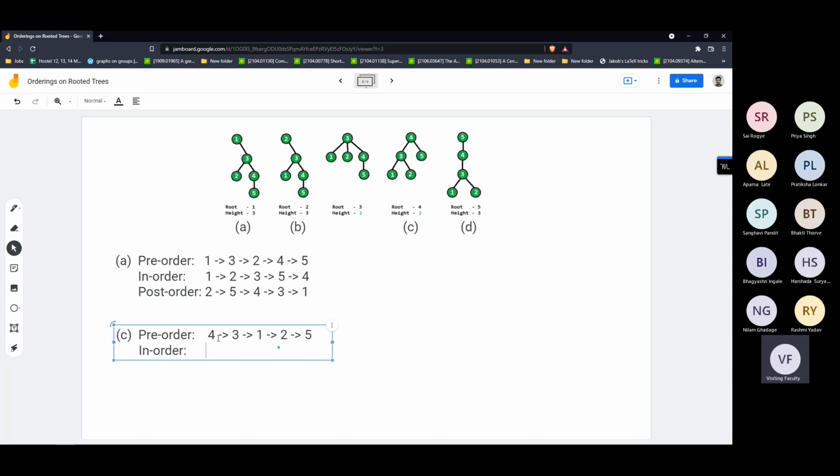Right. So in order. Rule for in order is left subtree, then root, and then right subtree. Okay. So how do I start? What is the root at this moment?